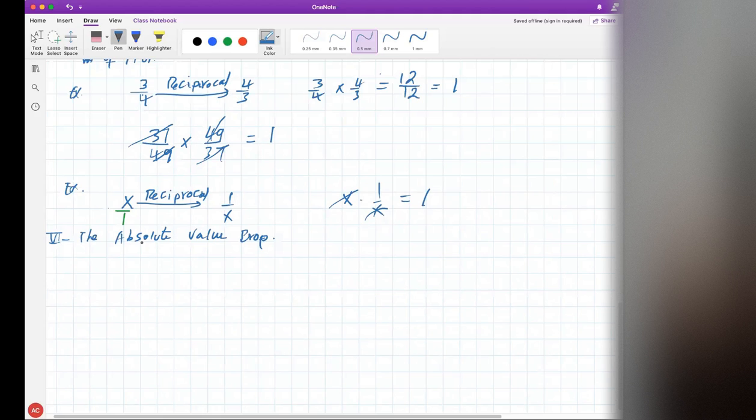The absolute value, or at least the symbol of it. Does anybody know the symbol of the absolute value? Isn't it like a line going down? Two lines, the vertical lines, that's right. So just two lines, not brackets, just two vertical lines. So we call this the absolute value. That's the symbol of it, the absolute value.